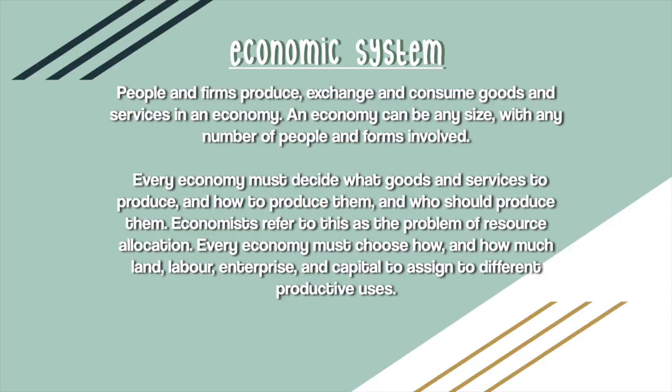People and firms produce, exchange, and consume goods and services in an economy. An economy can be any size and have any number of people and firms involved. Every economy must decide what goods and services to produce, how to produce them, and who should produce them. Economists refer to this as the problem of resource allocation. Every economy must choose how and how much land, labor, enterprise, and capital to assign to different productive uses.